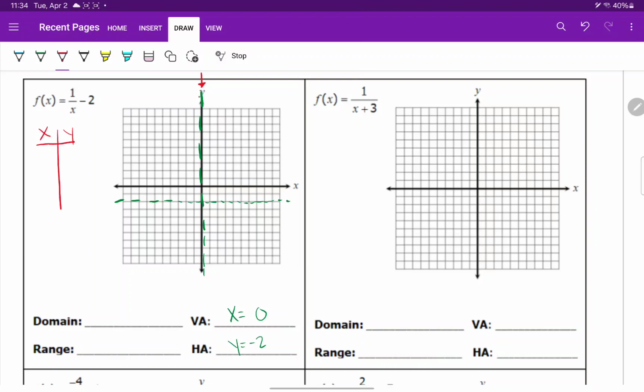And honestly, it can be any number that you want. I always pick 1 to the right and 1 to the left. So one number to the left of 0 is negative 1. One number to the right of 0 is positive 1.